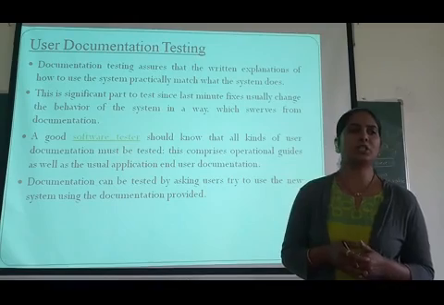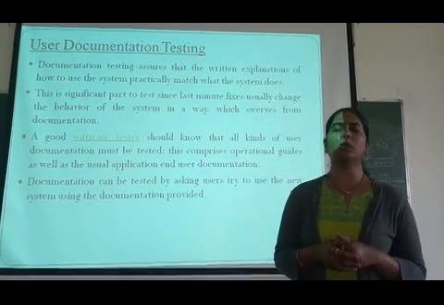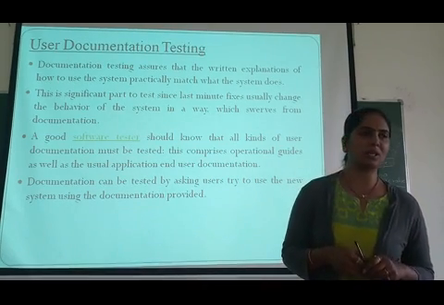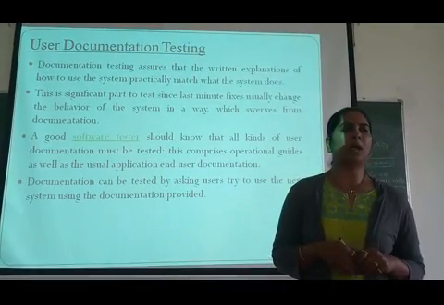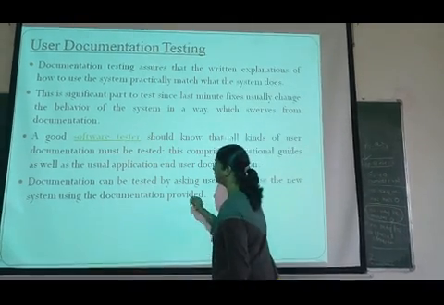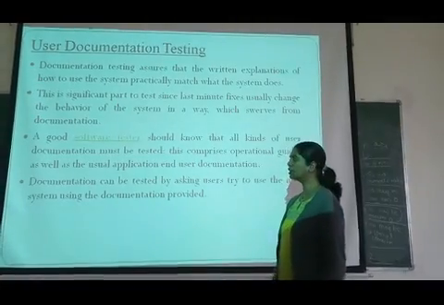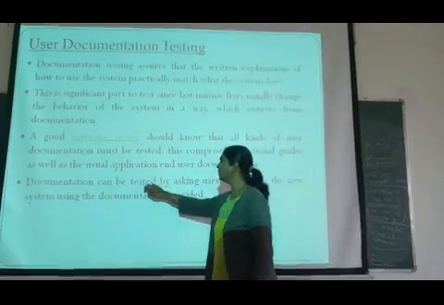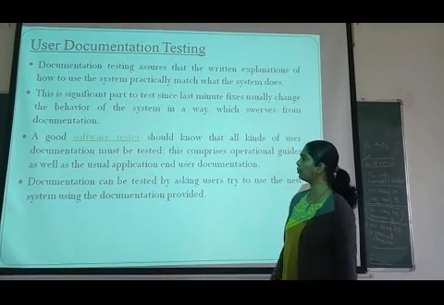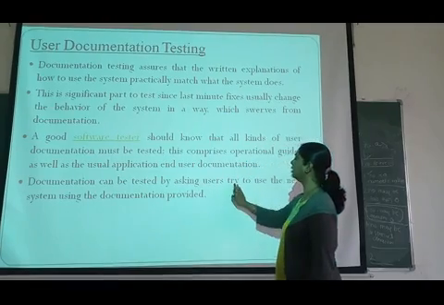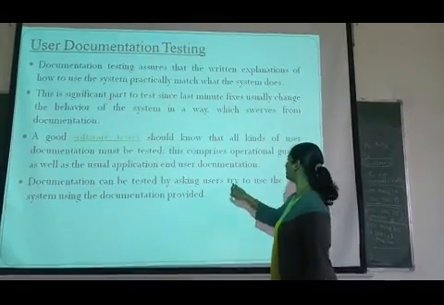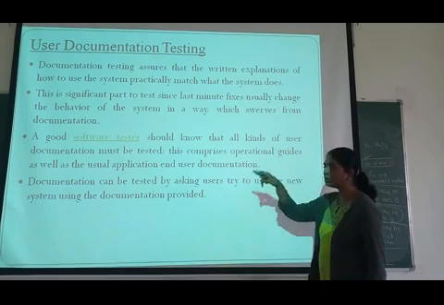Now this documentation can be tested. How can this documentation be tested? It can be tested by asking the user to try to use the new system using the documentation provided. What is the type of testing? User documentation testing. User documentation testing is done by asking the user, and we tell them to try to use the new system.